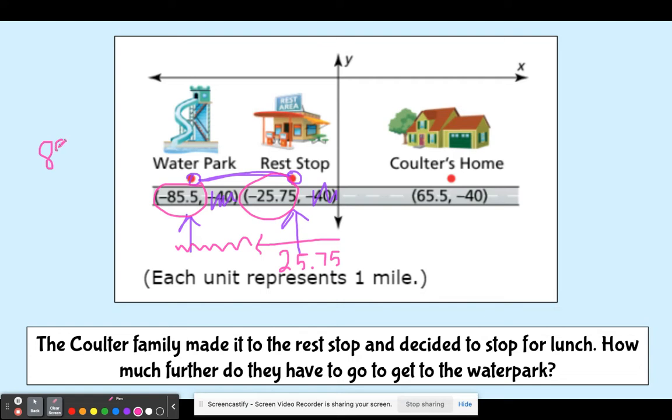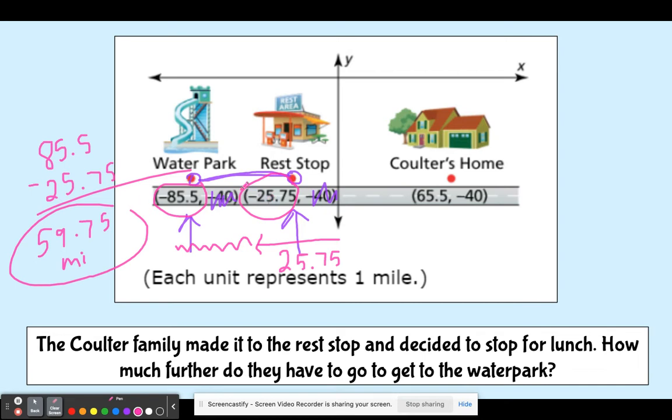Subtract. So I'm going to pretend like these friends are positive, because remember, distance is always positive, like absolute value, and I'm going to subtract them. I did stack them, but I'm going to have my calculator do the work for me. Bigger number minus the smaller number, and I get 59.75. That is how many miles it will take me to get from here to here, because I needed to know how much further I need to go to get to 85.5 to the left.